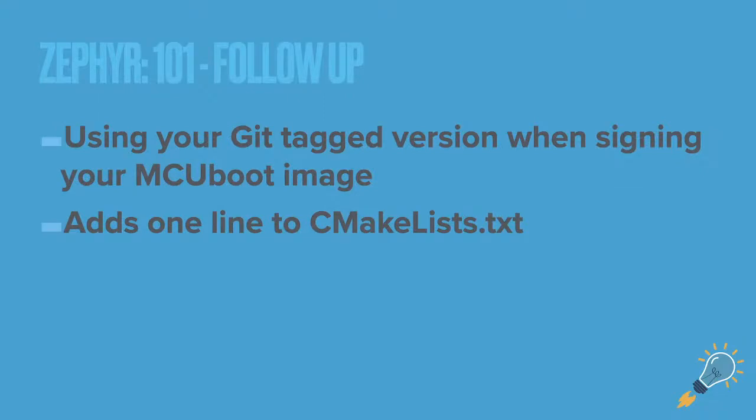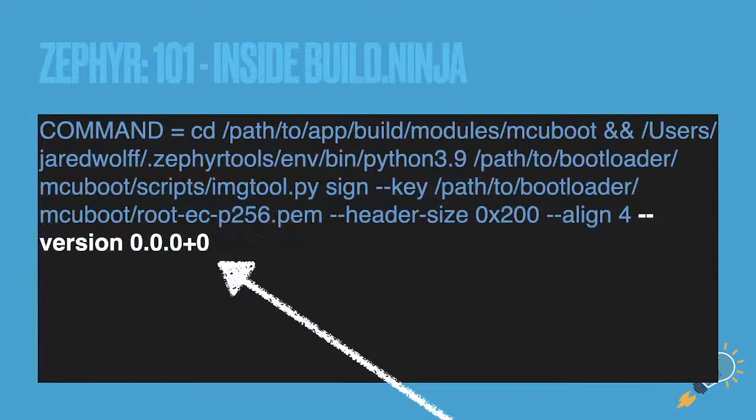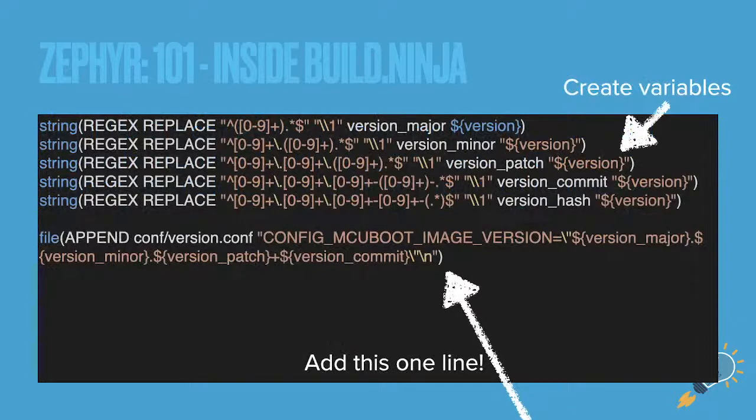The cool thing is all you have to do is add one line to your CMakeLists. Deep inside the Ninja script that actually gets compiled to build an app in Zephyr, you can see the default is 0.0.0 plus 0, which is like the commit number. What we want is for that to reflect the actual Git tag that we're using to tag the version of the application. So you can see where all these variables came from. It was all that crazy regex that we talked about before.